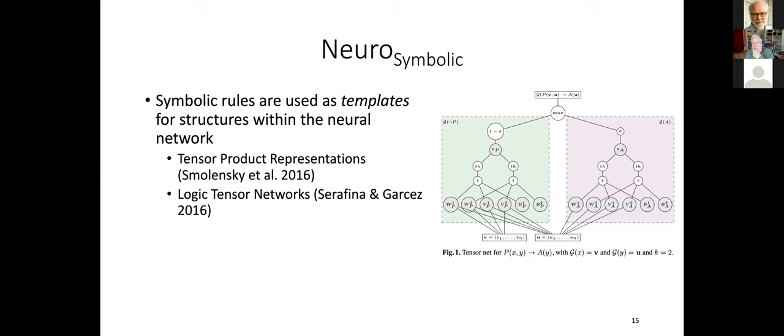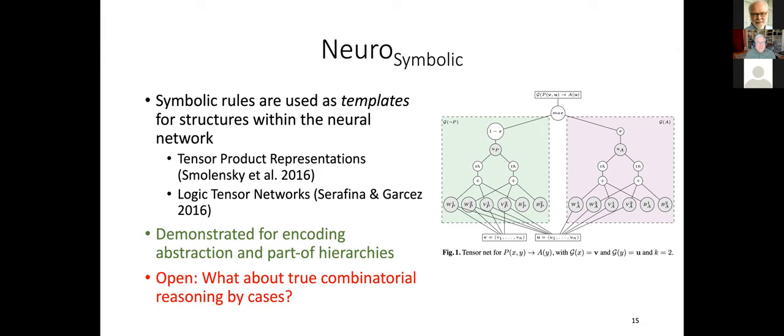If I were to add another category, there's one similar to this. Again, I call it a different kind of neuro subscript symbolic, where instead of pushing the symbolic part into the structure of the neural network, you push the symbolic part into a regularization term, which you apply to the deep learning objective function. So this has been used for abstraction, part of whole hierarchies, not really though for combinatorial reasoning by cases.